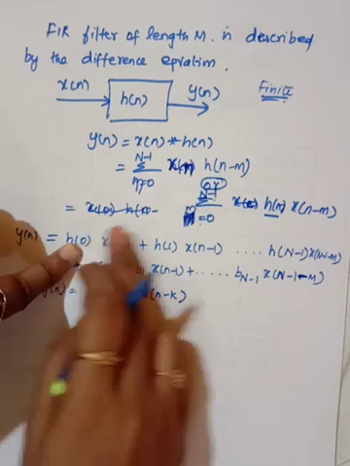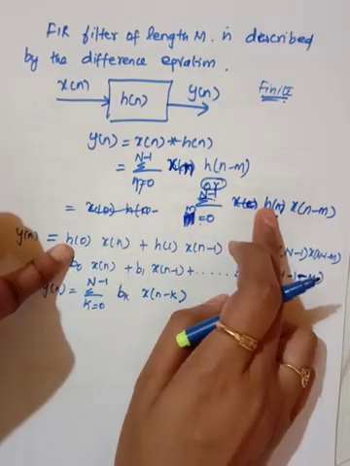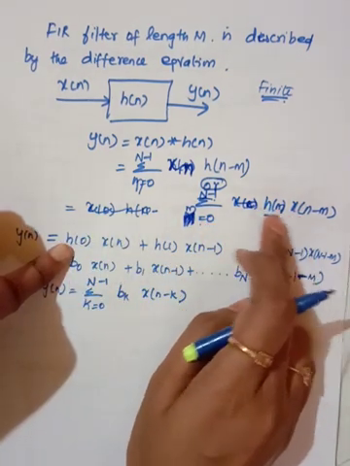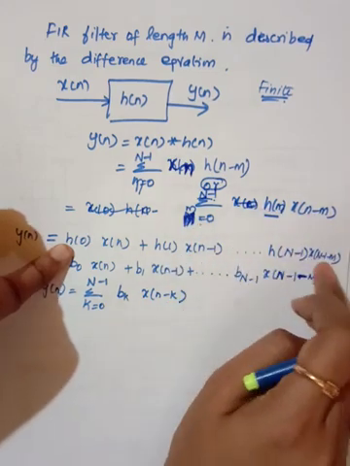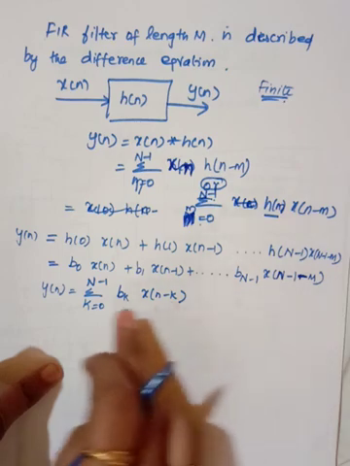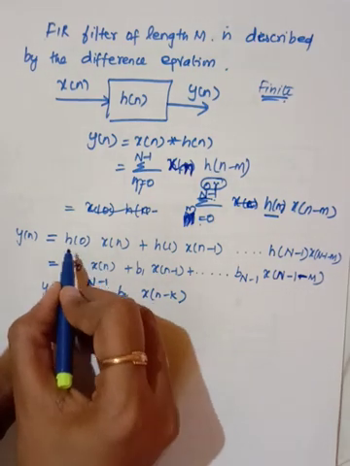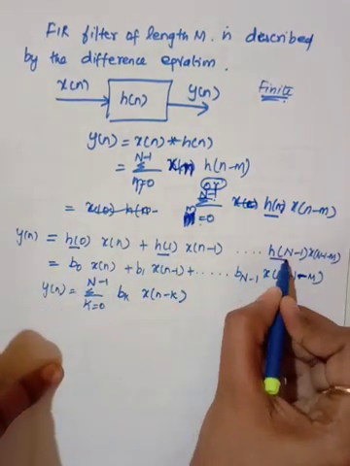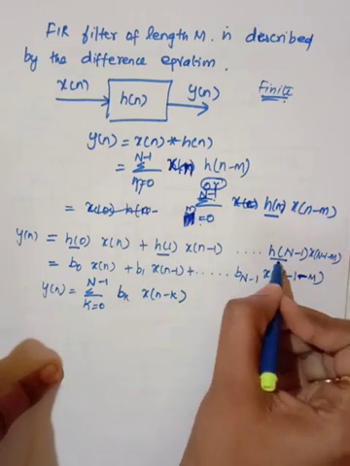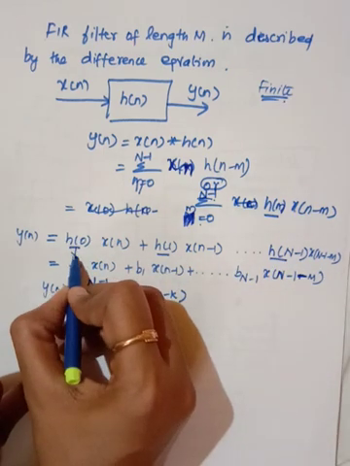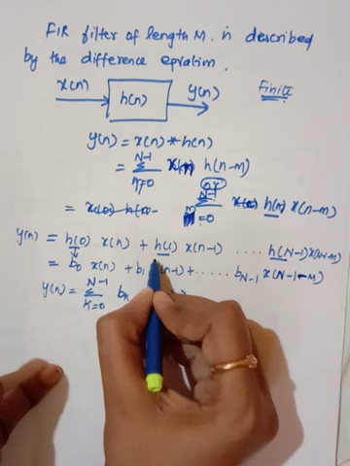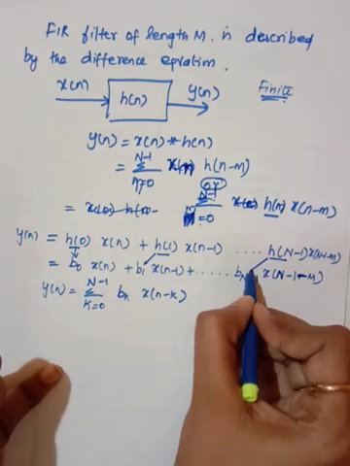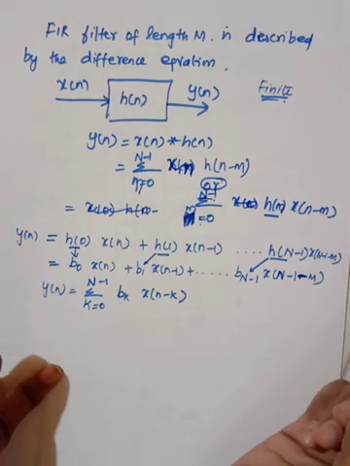Now I am expanding this. m is equal to 0, h of 0, x of n. m is equal to 1, h of 1, x of n minus 1. Like that it will extend up to n minus 1. Now this impulse response we will name as the coefficient of the filter. So this h of 0 I am going to represent by b0, which is the coefficient, h of 1 by b1, and h of n minus 1 by b n minus 1.